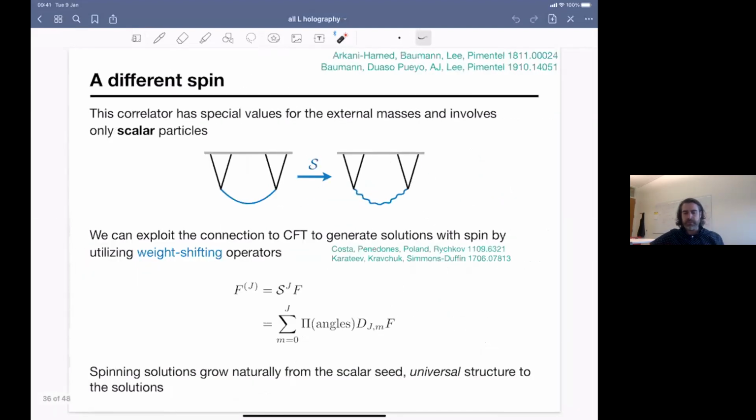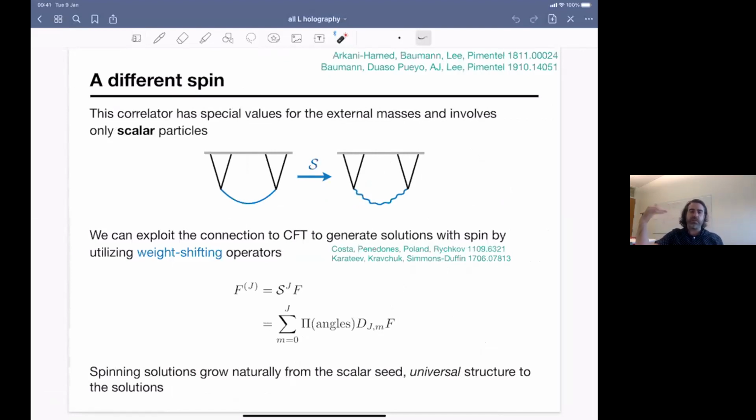Okay, good. So the thing I just told you about is really the simplest possible process. Well, maybe the simplest non-trivial process where you really can see the physics of particle creation in de Sitter space. But it was a little bit special in the sense that it had special values for the external masses. They were conformally coupled. And then I was only allowing for the exchange of a massive scalar particle.